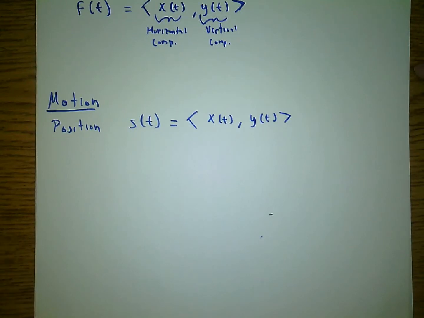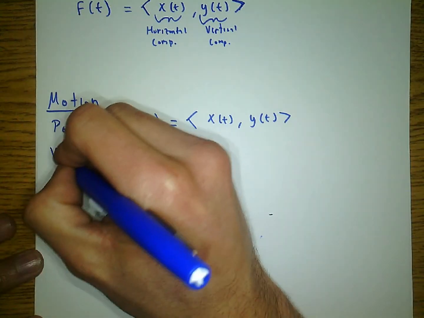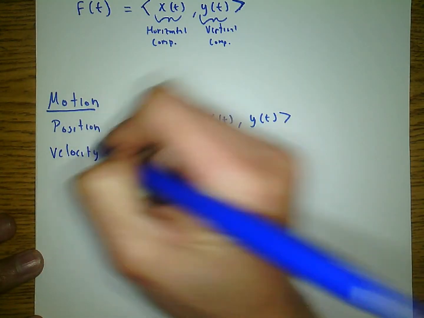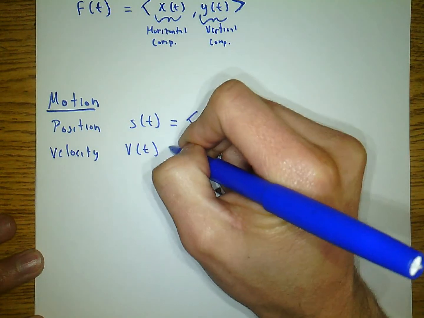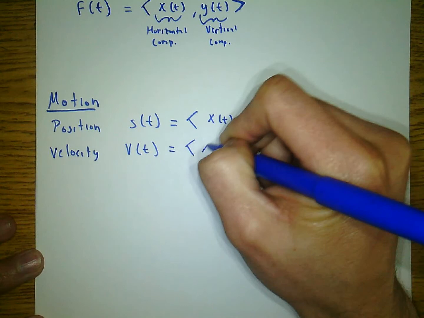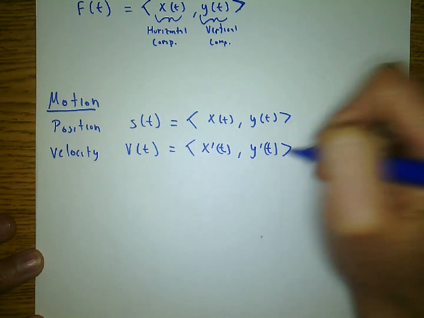Okay. Listen to me, I am not trying to get rid of the parameter. I am not trying to get out of a vector world. I want to stay as a vector. So if I want to stay as a vector, and I know the position is this, how would I find the velocity? The derivative of each component. Yep. So then the velocity in this case would be x prime, y prime. Are we okay?